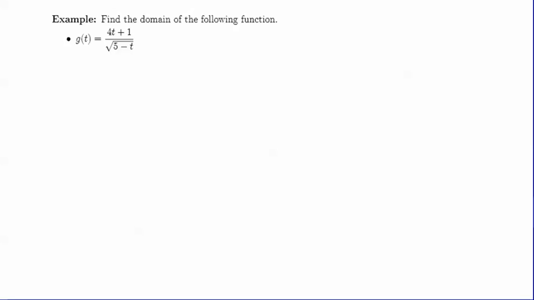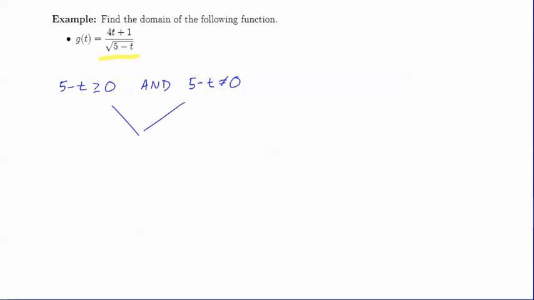So as we look at this one, we have both a square root and an expression in our denominator. So what we'll see here is we have this square root of 5 minus t in our denominator. So we know because of the square root that 5 minus t must be greater than or equal to 0. And because that expression is in the denominator, we also know that 5 minus t cannot be equal to 0. Now this is what we call a compound inequality.